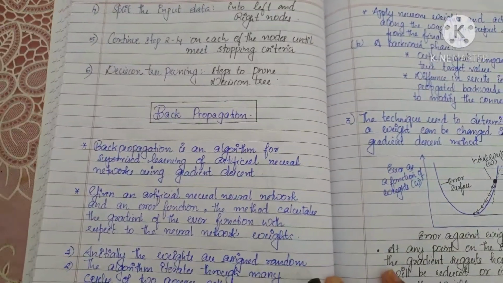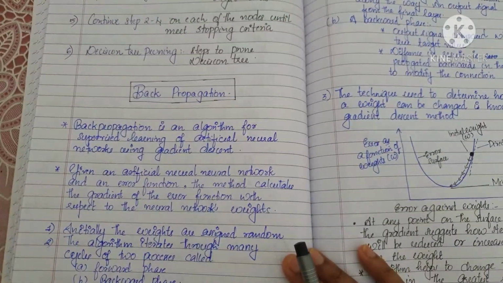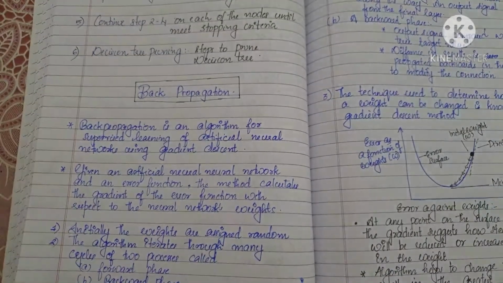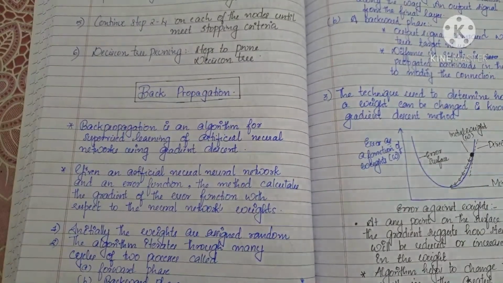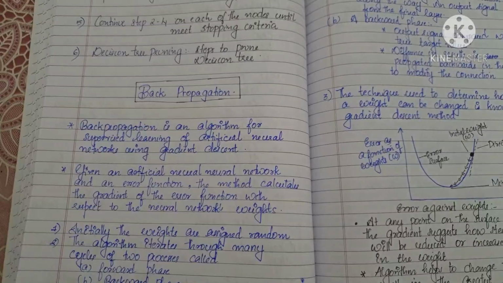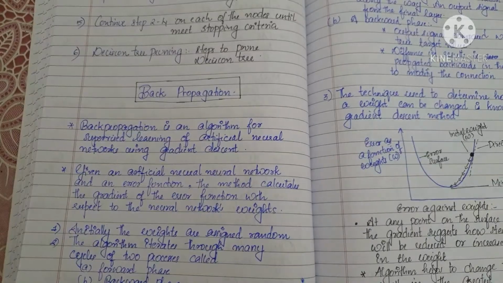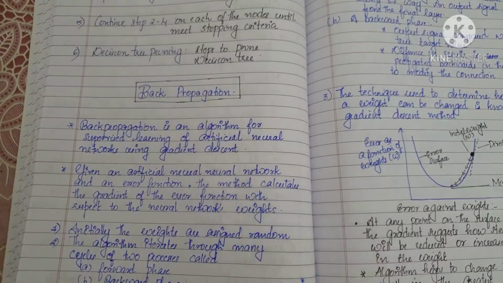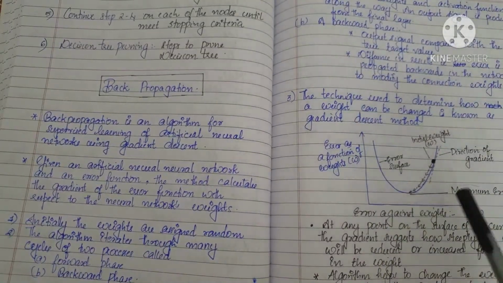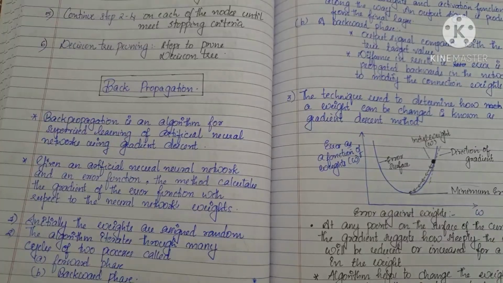Backpropagation is an algorithm for supervised learning of artificial neural networks using gradient descent. So backpropagation is a supervised learning method, but in it we use the gradient descent method. With the help of gradient descent, we attain the weight that gives us the lowest error. This technique is used to determine how much the weight should be changed.